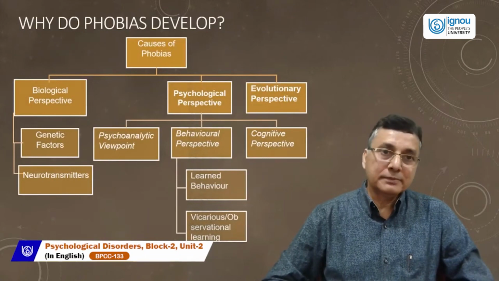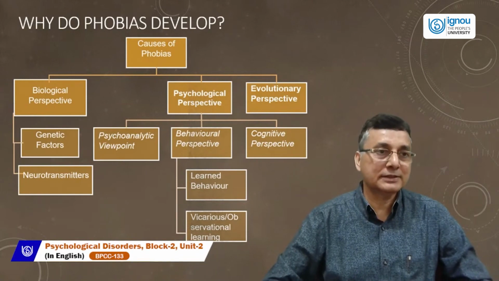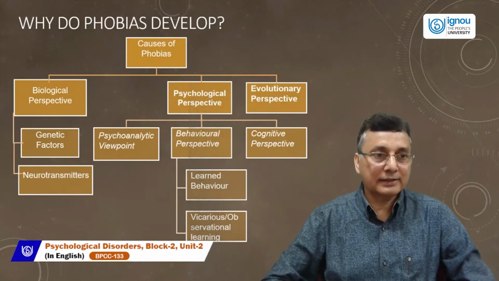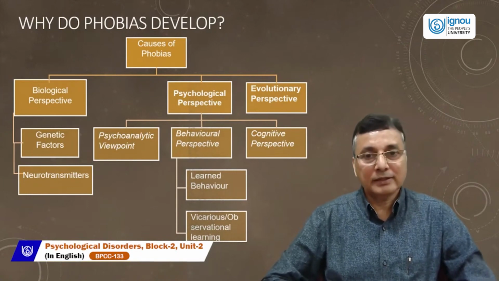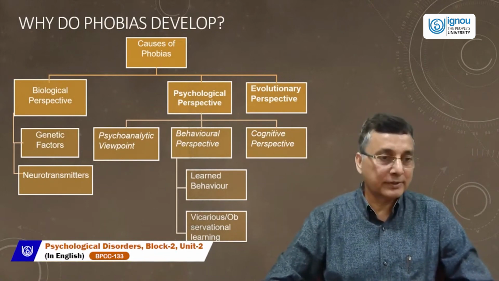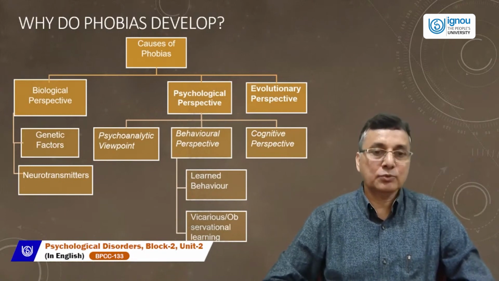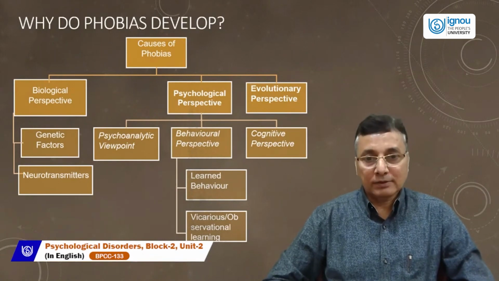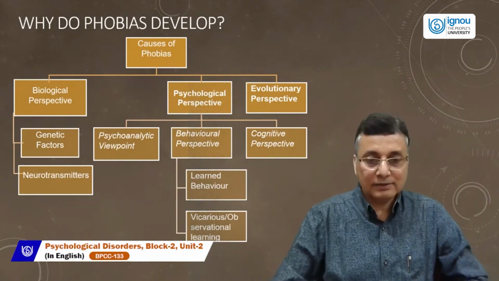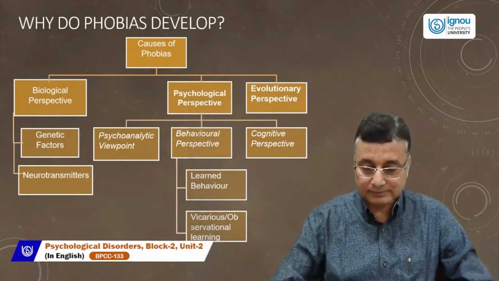So, why do people develop phobias? Some may not develop, some may develop. So, what are the reasons behind that? We can divide all these reasons under three categories: biological, psychological, and evolutionary. Under biological, genetic factors and neurotransmitters play an important role, we all know. Under psychological perspectives, there are the psychoanalytic viewpoint, behavioral perspective, and cognitive perspective. Under behavioral perspective, learned behavior and observational learning also play a very important role. Let us see these things in a little detail.